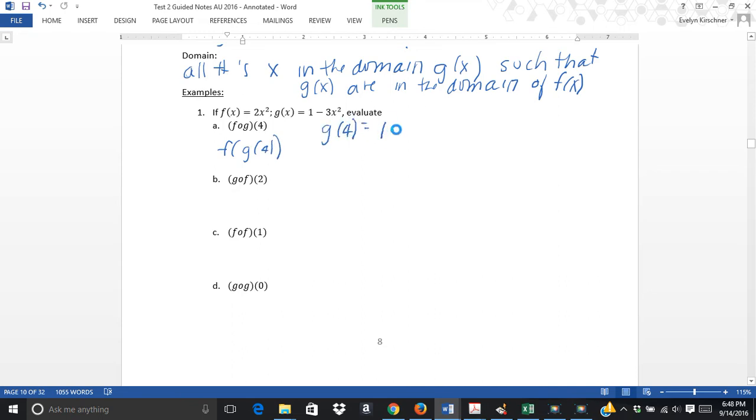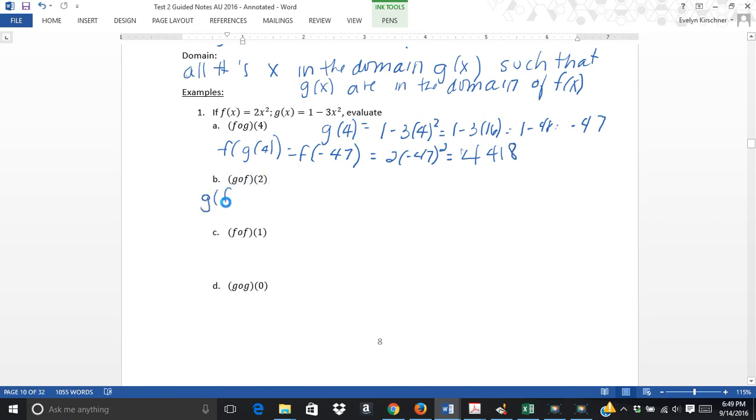Well, g at 4 is 1 minus 3 times 4 squared, which is 1 minus 3 times 16, or 1 minus 48, or negative 47. Okay. So now this is the same as f of negative 47. That's the same as 2 times negative 47 squared, which is 4,418.